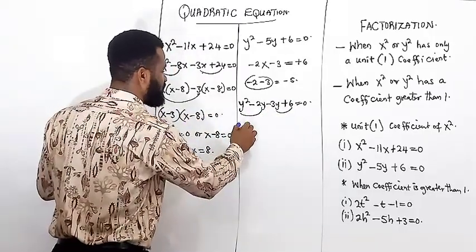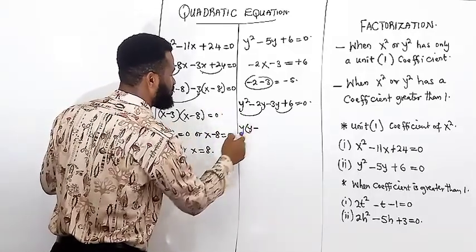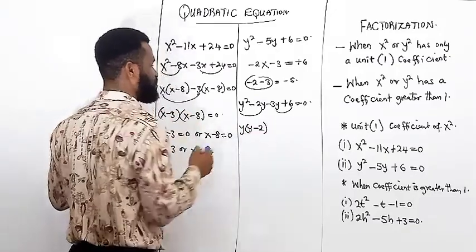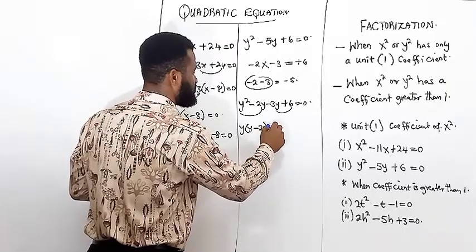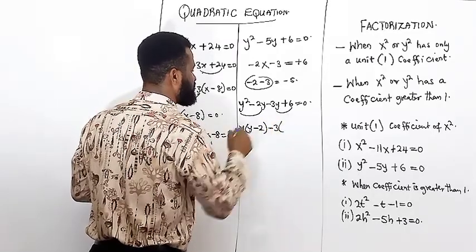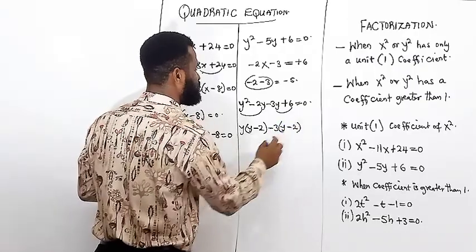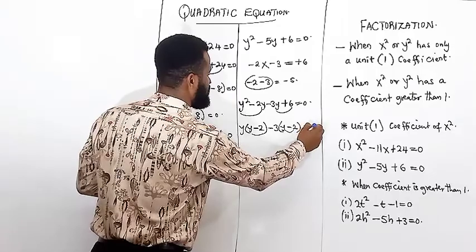So y is here, y is here. I will take one y out. Remaining one y minus... taking y out already, what is remaining is 2. You close the bracket. Then minus 3 is coming outside the bracket. Then y is remaining minus 2. So this bracket and this bracket must be the same and all equal to 0.